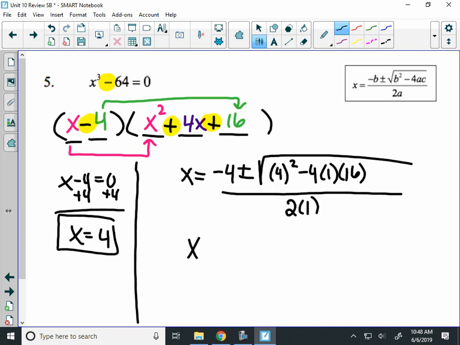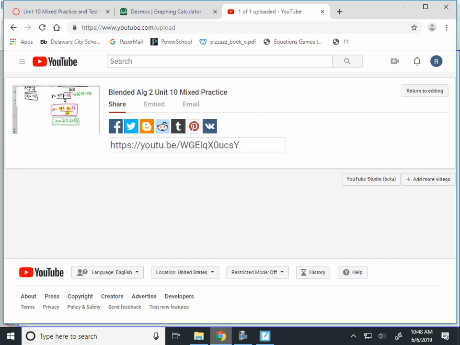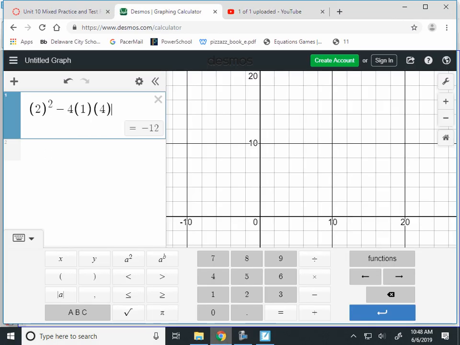All right, let's take this into Desmos to figure out what's under the radical, or radicand. So I will have, let's see, 4 squared minus 4 times a, and then 16. So negative 48. Oh wait, that doesn't seem right.